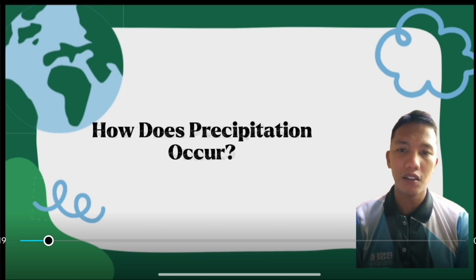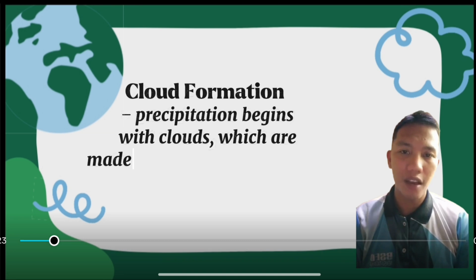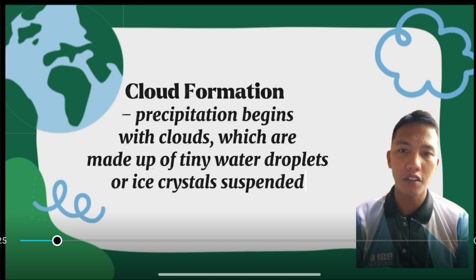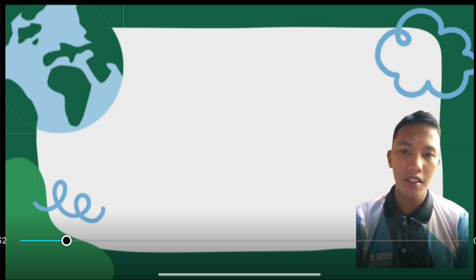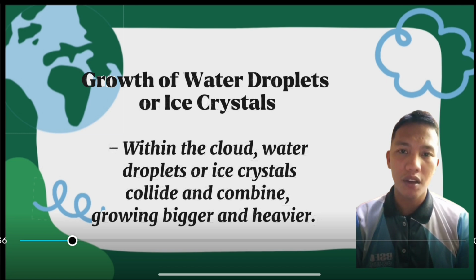First, we have what we call cloud formation. Precipitation begins with clouds, which are made up of tiny water droplets or ice crystals suspended in the air. Second is the growth of water droplets or ice crystals. Within the cloud, water droplets or ice crystals collide and combine, growing bigger and heavier.